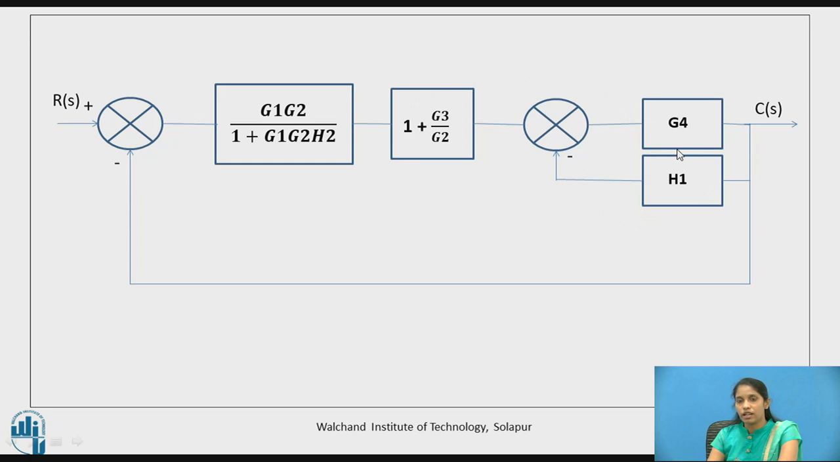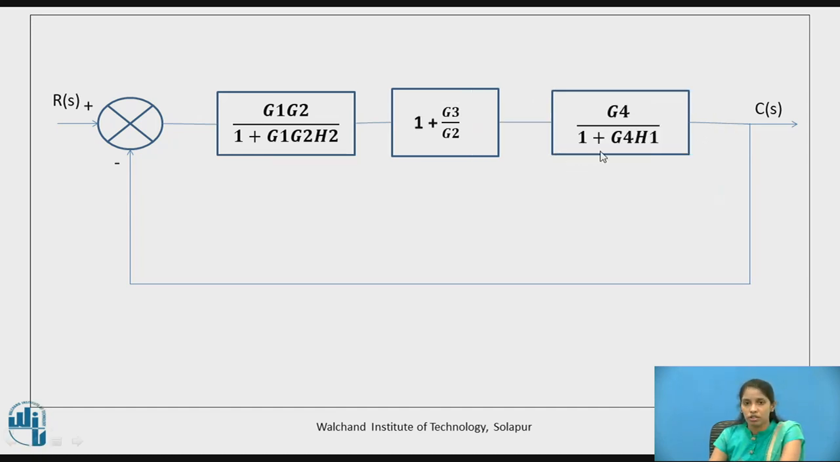This forms a standard form, that is G4 upon H1. So we need to simplify this, that is G4 upon 1 plus G4 H1. Minus sign is there, so you need to take plus over here. So after simplification of all the three blocks, block 1 is G1 G2 upon 1 plus G1 G2 H2. Second block, 1 plus G3 H2, and the third block, G4 upon 1 plus G4 H1.